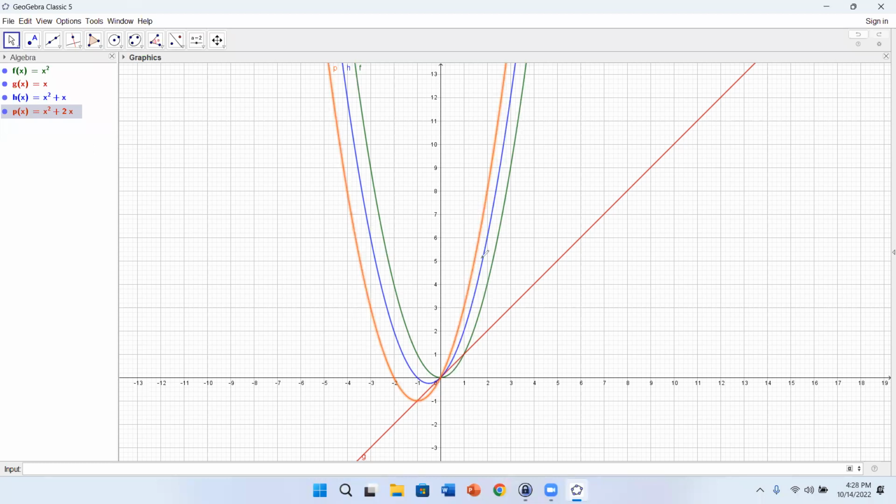It can have only one turn. Either the curve can be this way or the curve can be that way. And other than that, it's going to have two zeros, as I said. And here, what are the two zeros? So x square plus 2x.